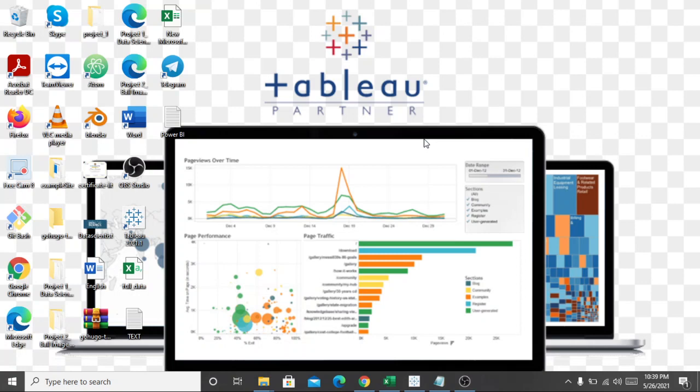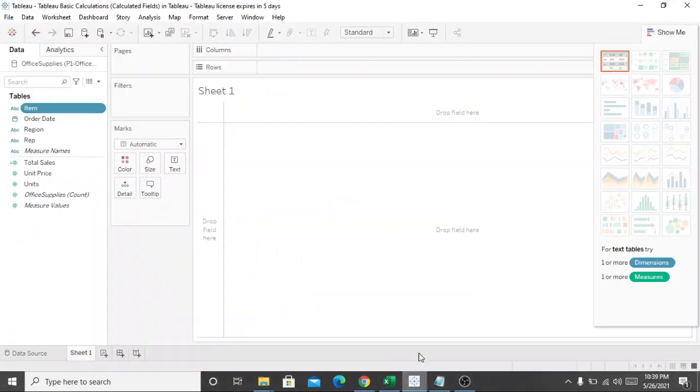Let's get started with today's topic, and that is basic calculations in Tableau, or else called the calculation field. So let's get started. This is the overall Tableau application, and this is the data source.